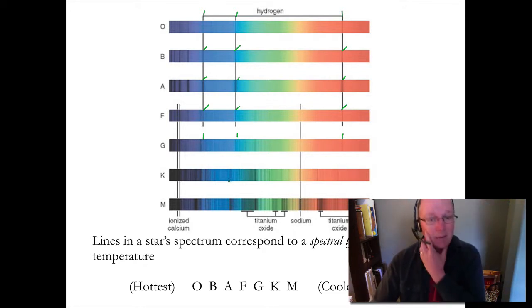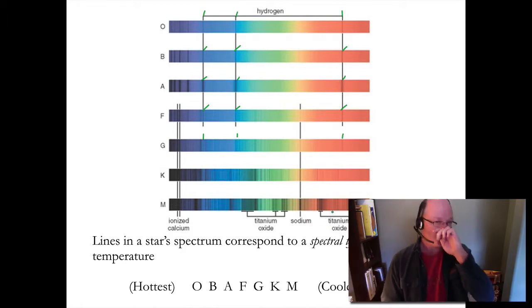We also see other types of atoms here. Here we've got ionized calcium. Those show up in the cooler stars. Titanium oxide is a molecule that shows up in the very coolest stars. Sodium always happens at the same location. And then here's some more titanium oxide out here. So again, these fingerprints are crucial.